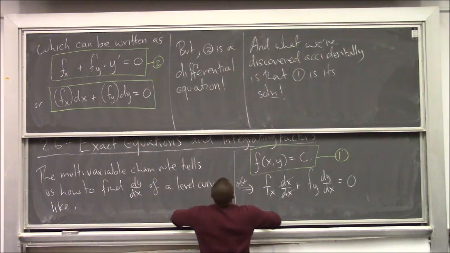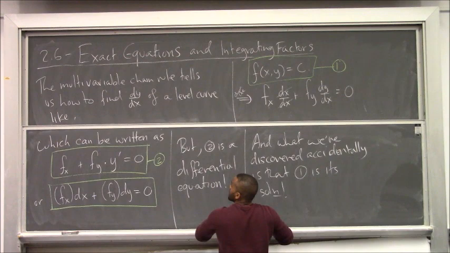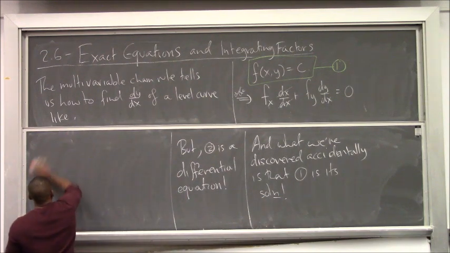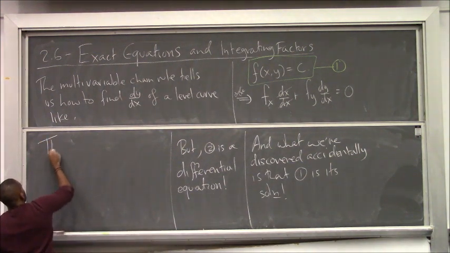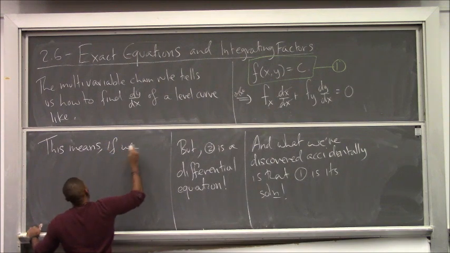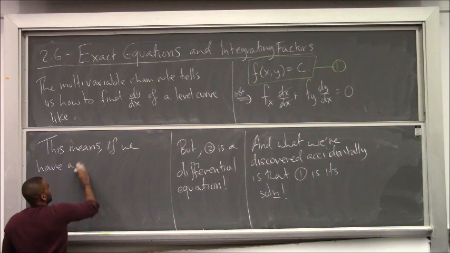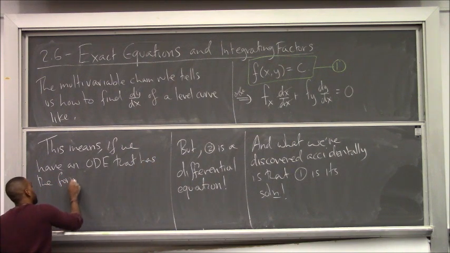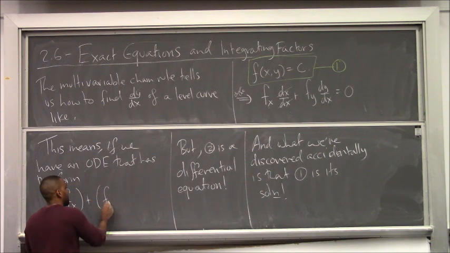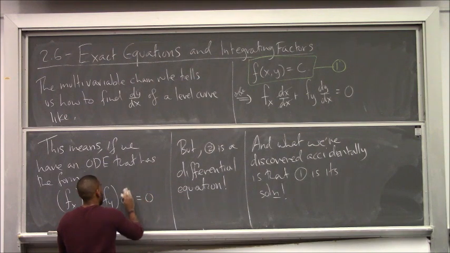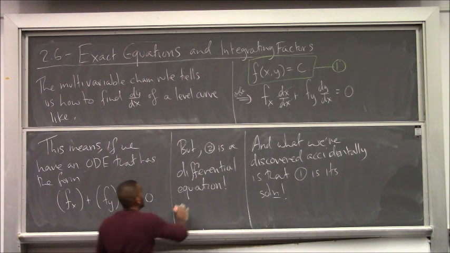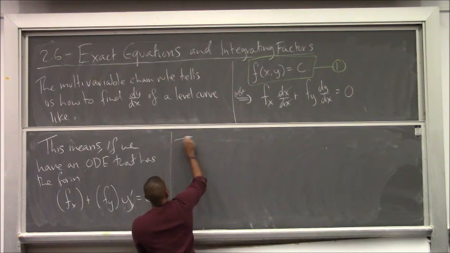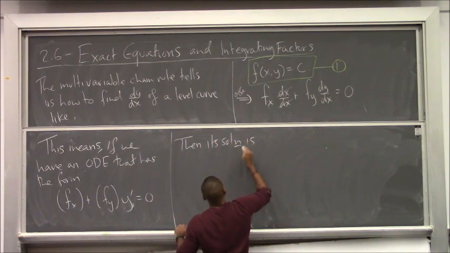So, what does that mean for us? This means if we have an ODE that has the form, then its solution is, well, the F.